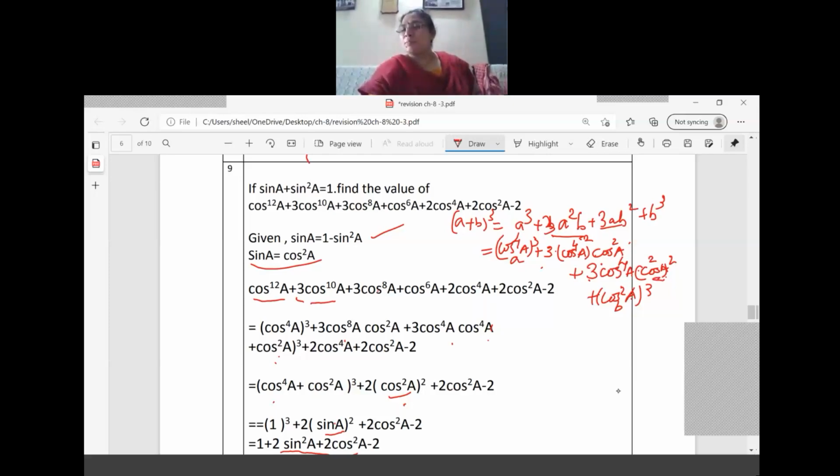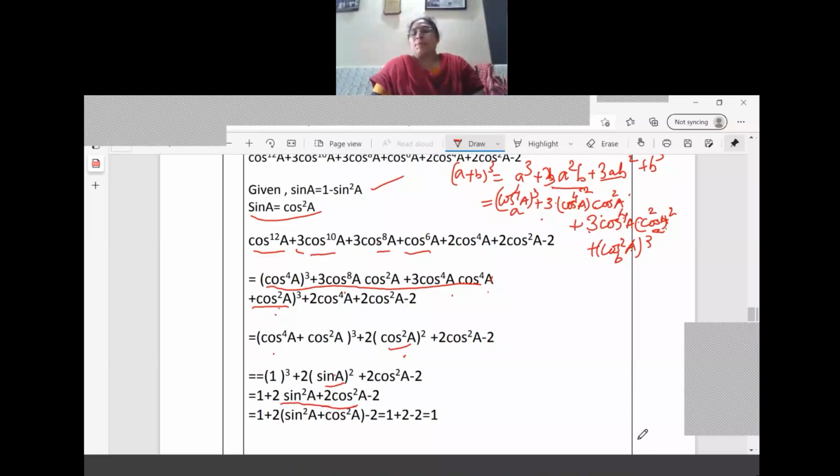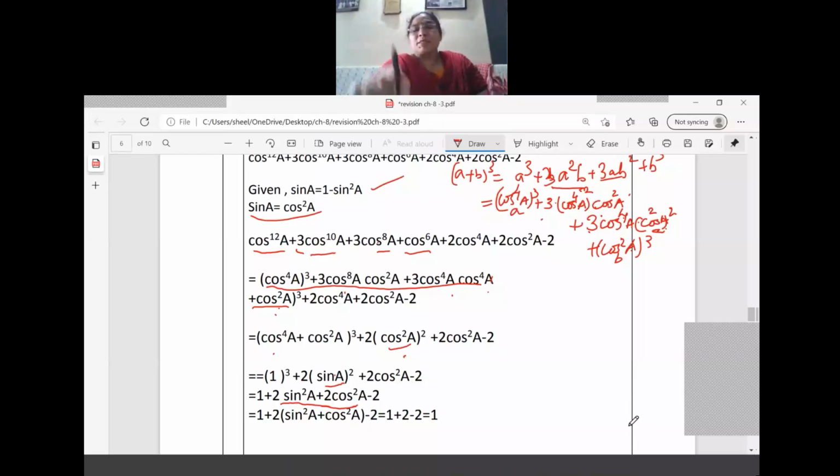Now cos raised to 4a is there. Now here what is the step? Cos square a whole square, so 2 plus 2, 4 only. So 4 plus 4, 8 here. Then cos square a whole cube is there. So all the terms you got like this only. So here we can understand what we have written. So all these four terms, what can we write? Cos raised to 4a plus sine square a whole cube only. Cos raised to 4a plus cos square a plus cos square a whole cube only.